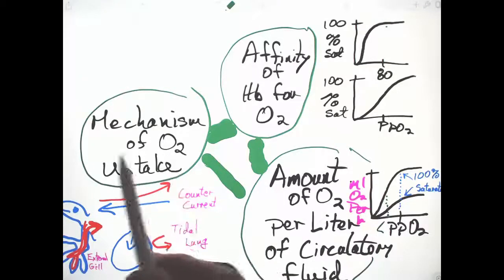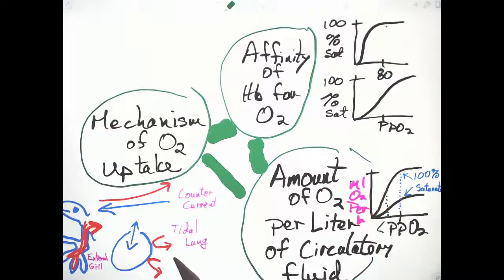You need to think about mechanism of uptake. How easily do you pick up that oxygen? In other words, how much work do you have to do and how quickly, and can you load your blood with oxygen even at low partial pressures of oxygen? That works best with countercurrent exchange and is inefficient with tidal lungs and external gills.